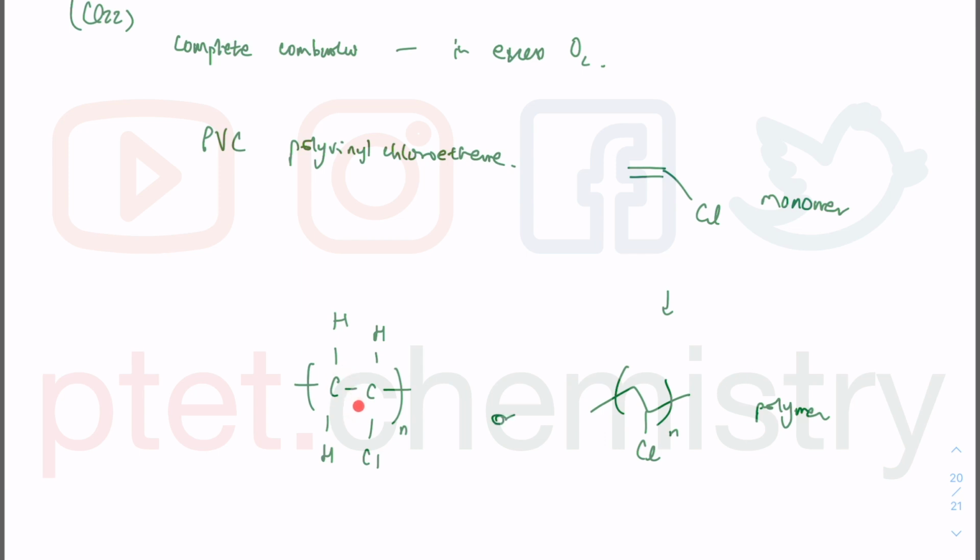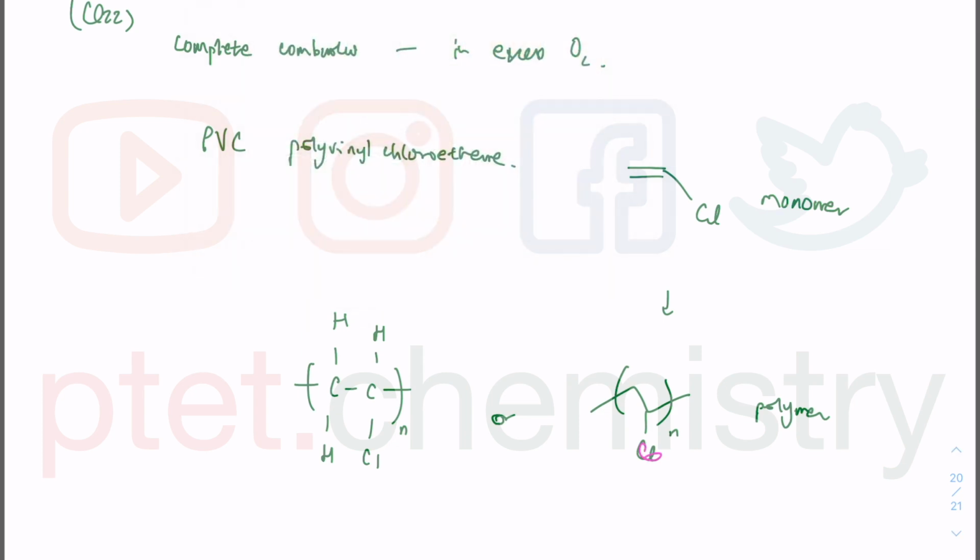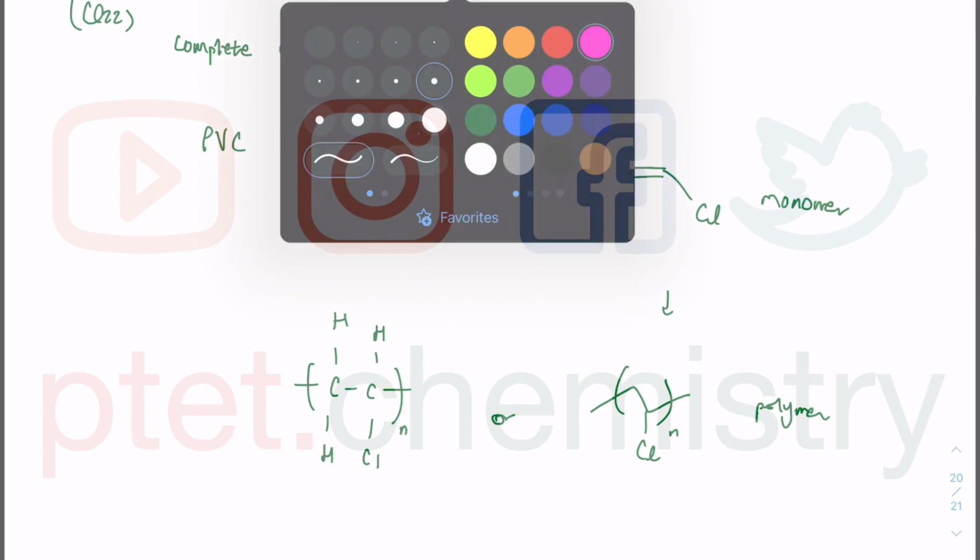Doesn't matter where you put the Cl because these are all single bonds, so you can rotate about the single bond. Now you say complete combustion, you can cross out option D because first of all you got this chlorine. I don't want that. I want to use a bit of pink.